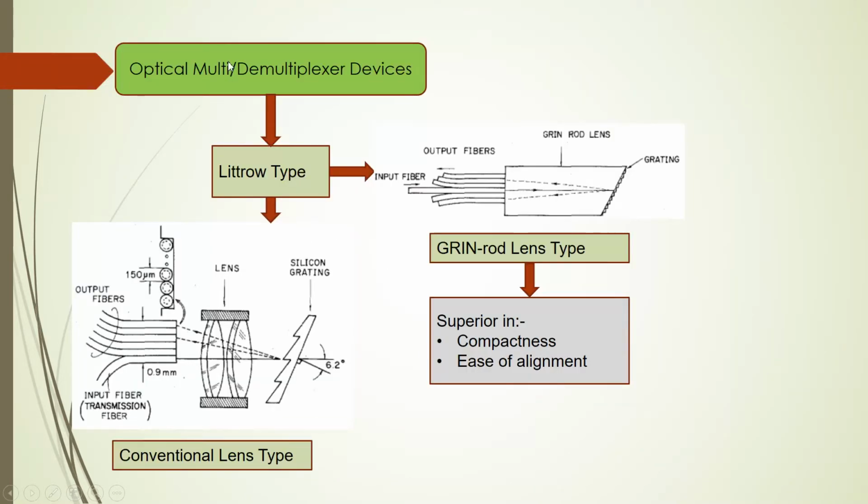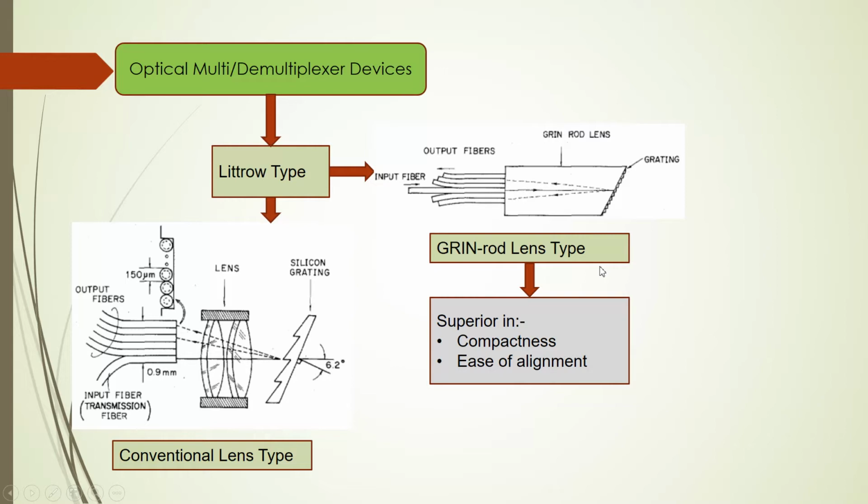Okay, here are the optical multiplexer or demultiplexer devices that are the state of the art technology. The litho type is what I can see from the reference can enable the high bit data rate. The litho type consists of two, the one we introduced earlier. One is the conventional lens type, and this is the block diagram. And the second one is the graded-index rod lens type.